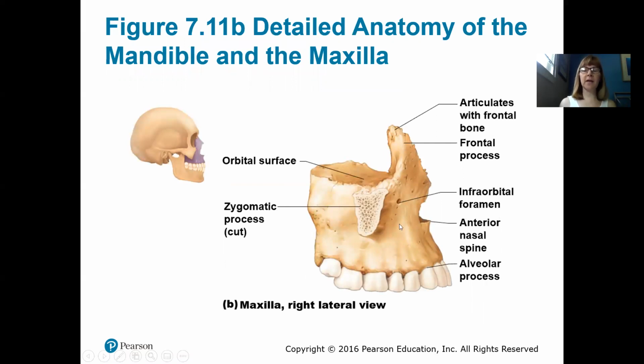Okay, and there's a close-up of the maxilla that you can see. So it's holding the upper teeth. That's an important thing to remember there.